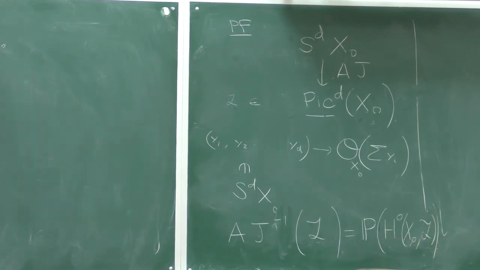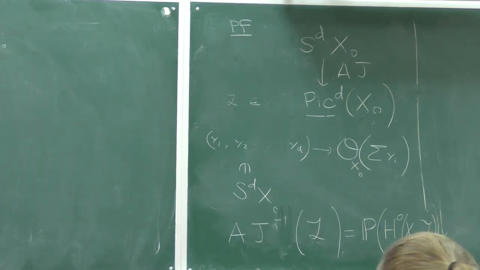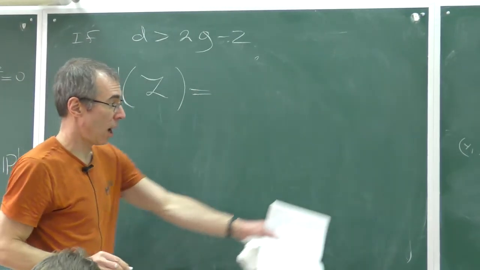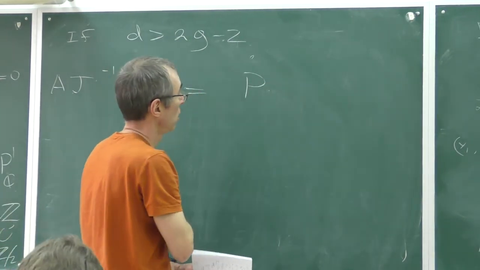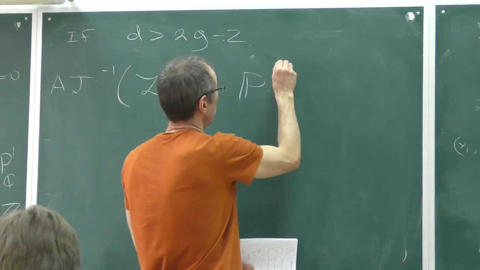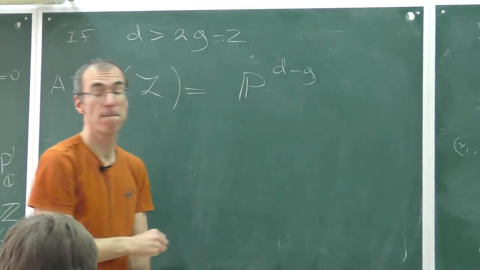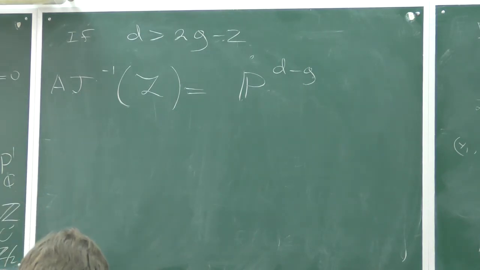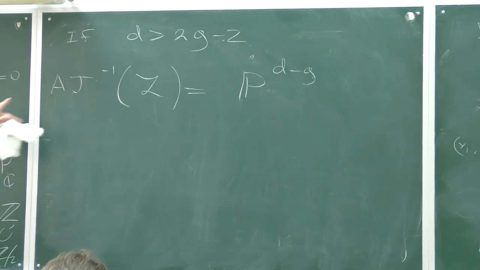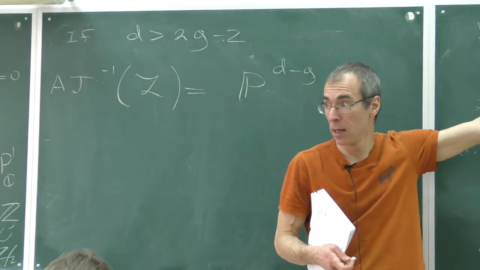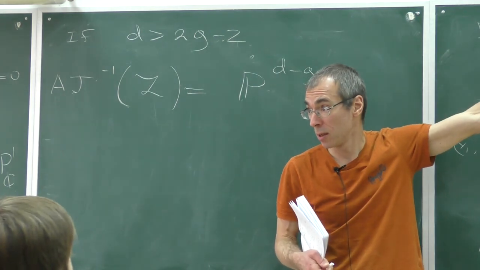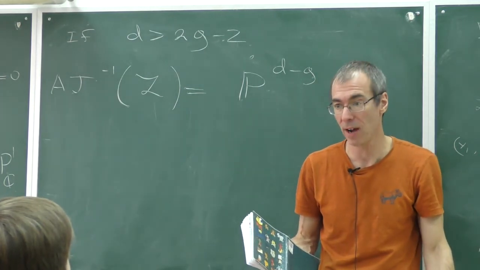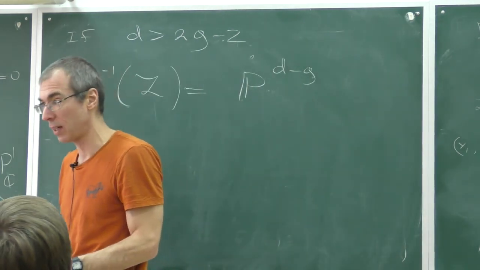d is greater than this number 2g minus 2, then by the Riemann-Roch theorem, all the fibers are projective spaces of the same dimension. So this is projective space of dimension d minus g over k. So if my d is large enough, then this looks like a fiber bundle, because all the fibers are projective spaces of the same dimension. And in fact, it's true that this is a fiber bundle. But even more is true. It's a projectivization of a vector bundle.